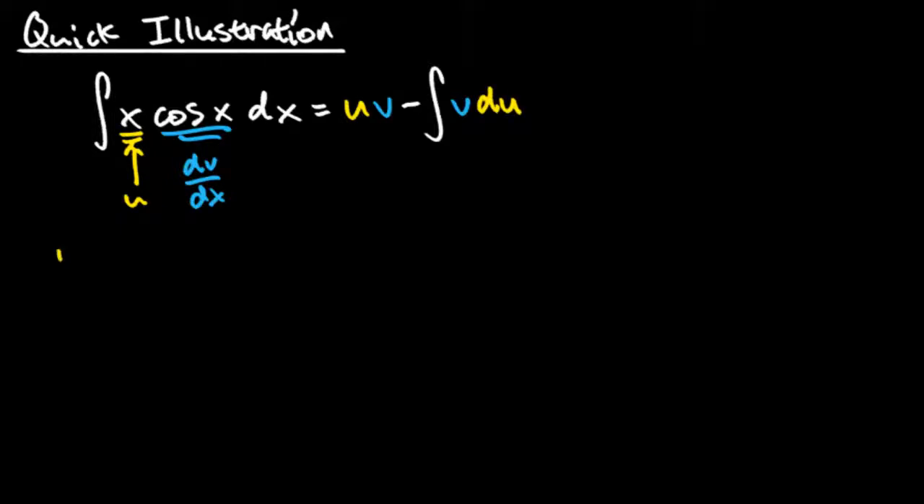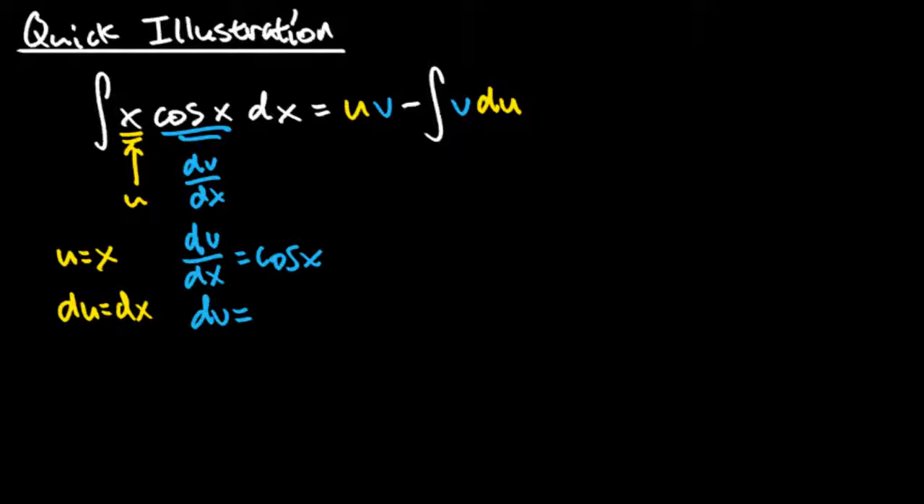Well, if we let u equal x, then that means du equals dx. And then if we let dv/dx, actually let's make dv equal cosine of x dx. I'll show you that through this. Integrate both of these, then we get v equals sine of x. So now we have a u, a v, a dv, and a du. So we can just easily substitute that into here.